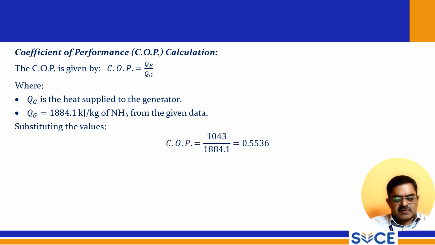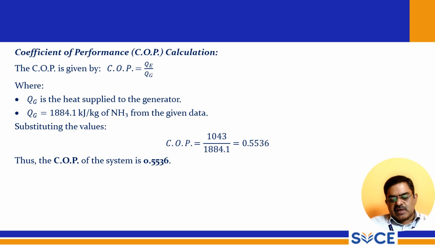And substituting these values. So already we have found QE in the earlier slide. So that is equal to 1043 divided by 1884.1 equal to 0.5536. So this is the final answer, and COP of the system is 0.5536. Even though it is low, normally vapor absorption systems COP is lesser than the vapor compression systems.